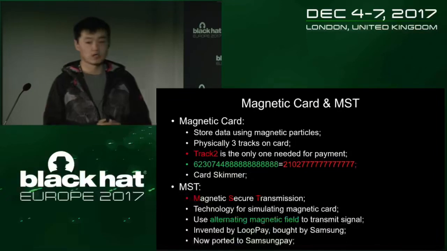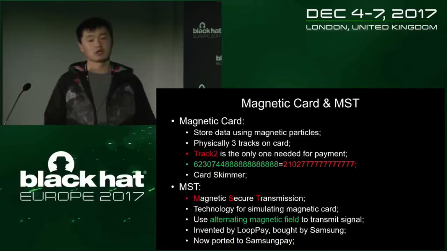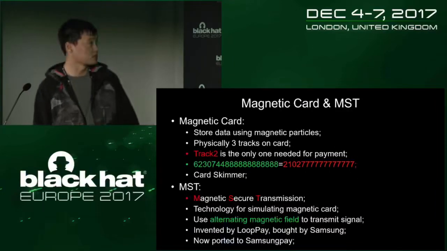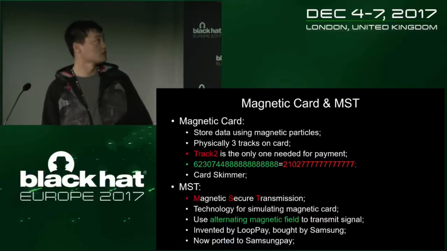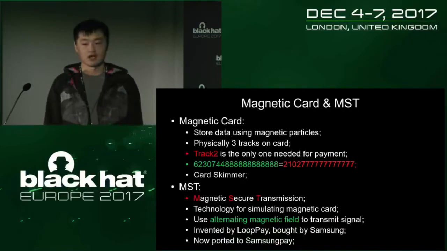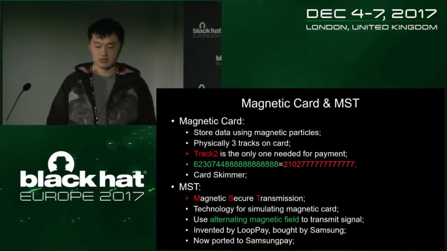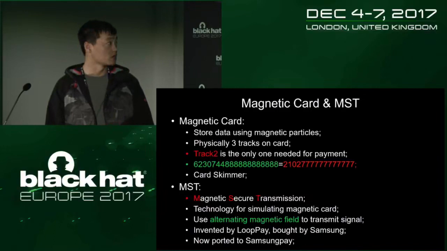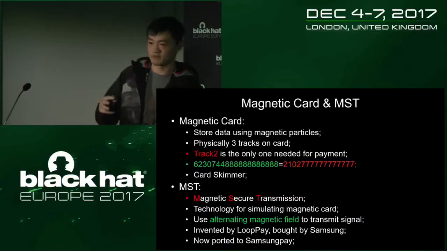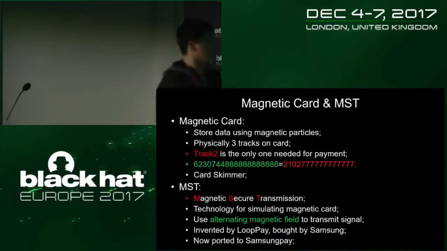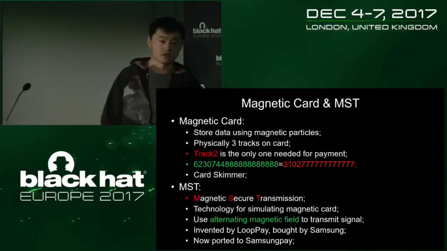the magnetic card. You might know magnetic card technology was used for the first generation of bank cards, and is still used for some room cards. A bank card has three tracks physically on the card, and the most important one is track 2. When you do a transaction or a payment, track 2 is the only information transferred to the POS terminal. This is an example of track 2 information.